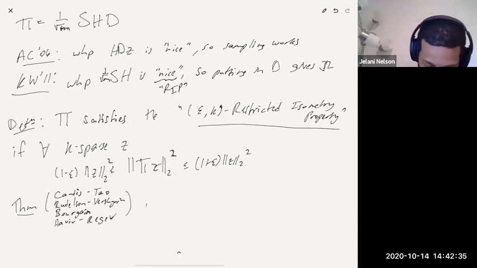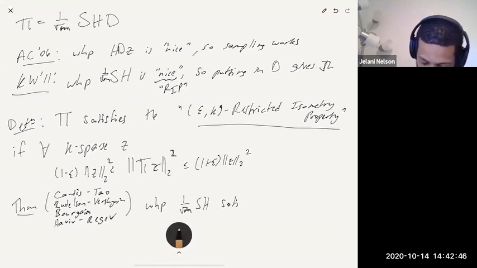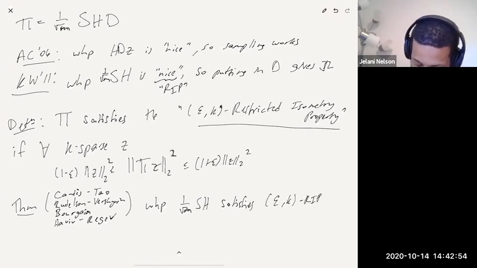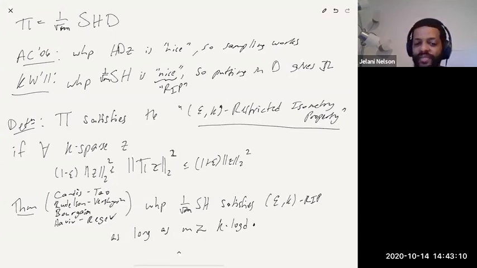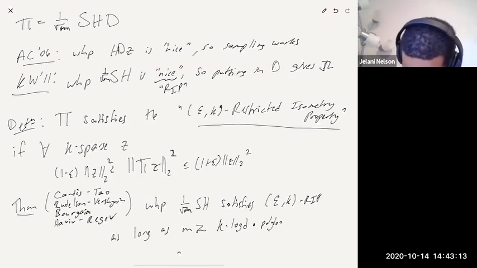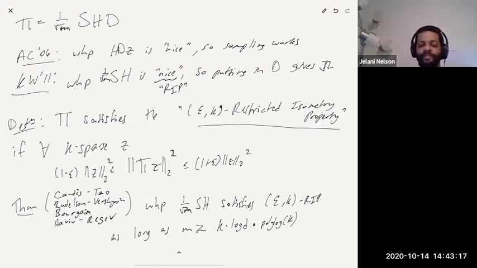But the bottom line is that with high probability, 1 over root m SH satisfies epsilon, k RIP as long as m is at least something like k times log d times, I want to say the best bounds might be something like log cubed k. So polylog k. I can't remember if it's log squared k or log cubed k. Okay. So that's that.